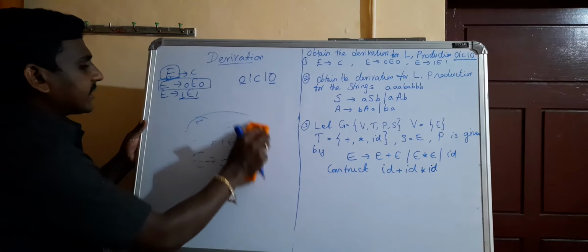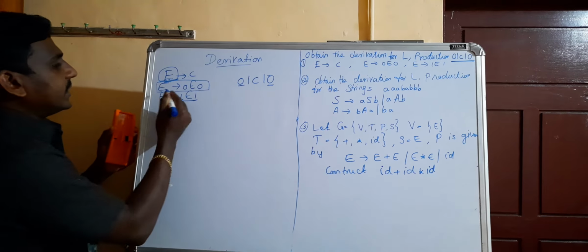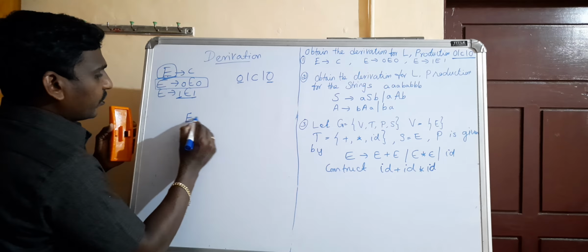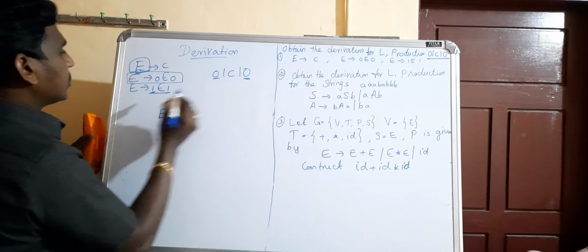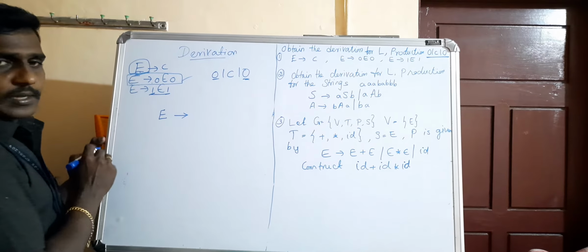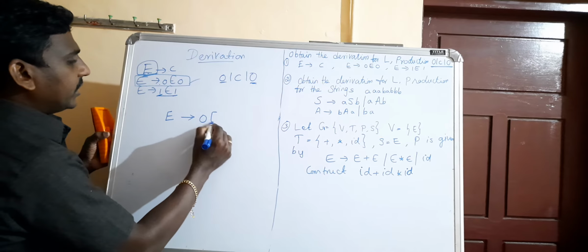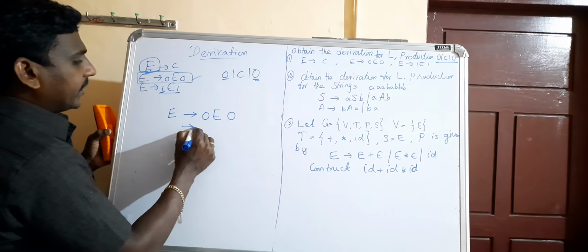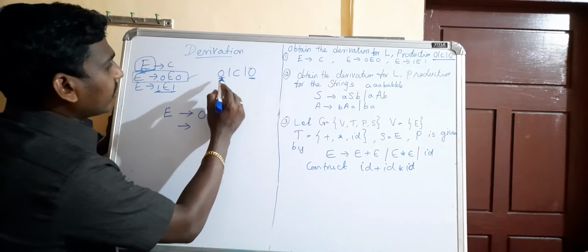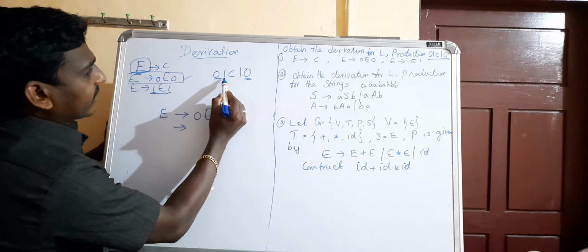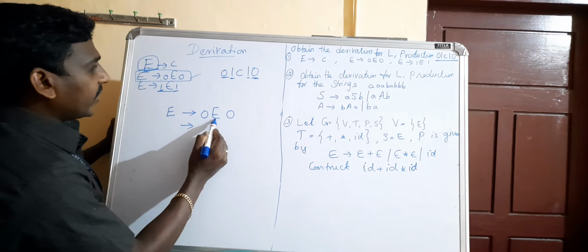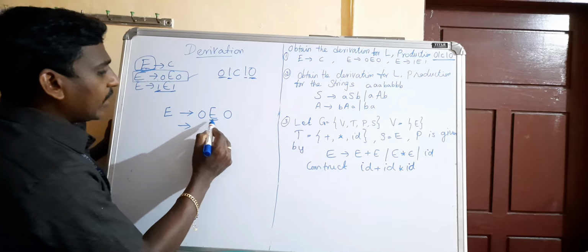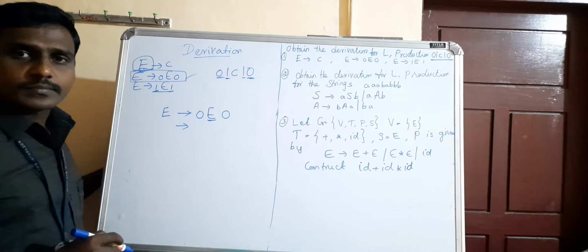In this case, E is the start symbol, so I am going to put a derivation, expanding the start symbol. E tends to first 0, last 0, so I should take the production E tends to 0E0. So I got first 0, last 0. Next one is 1, and here the last is also 1. So for this E, I have to apply any one of the productions.